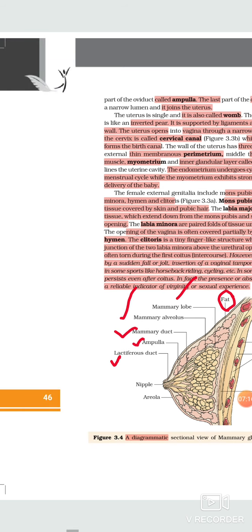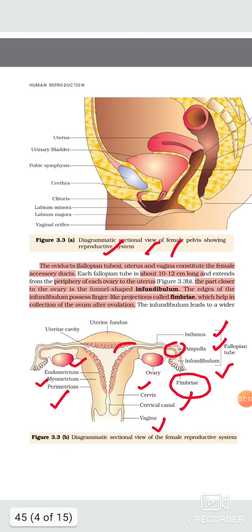So this is all about the female reproductive system. This diagram is very important, as all the major parts are mentioned here: the ovary, the fallopian tube, the uterus, the cervical canal and the vagina.